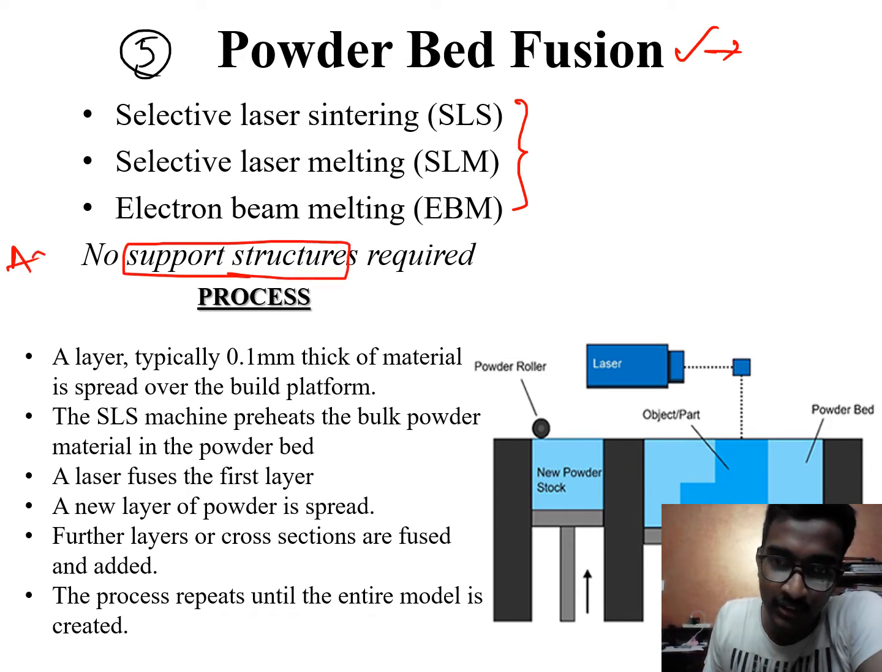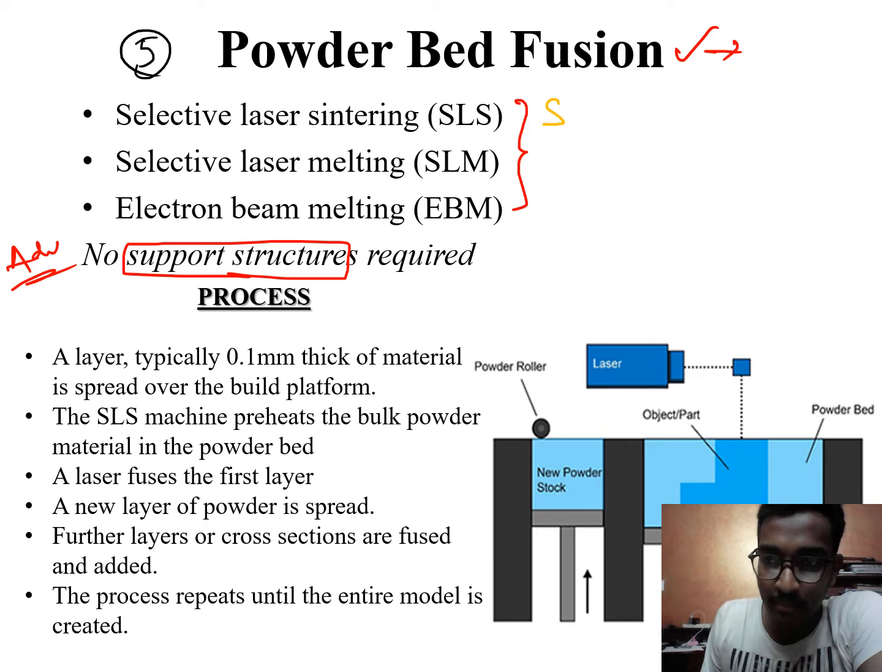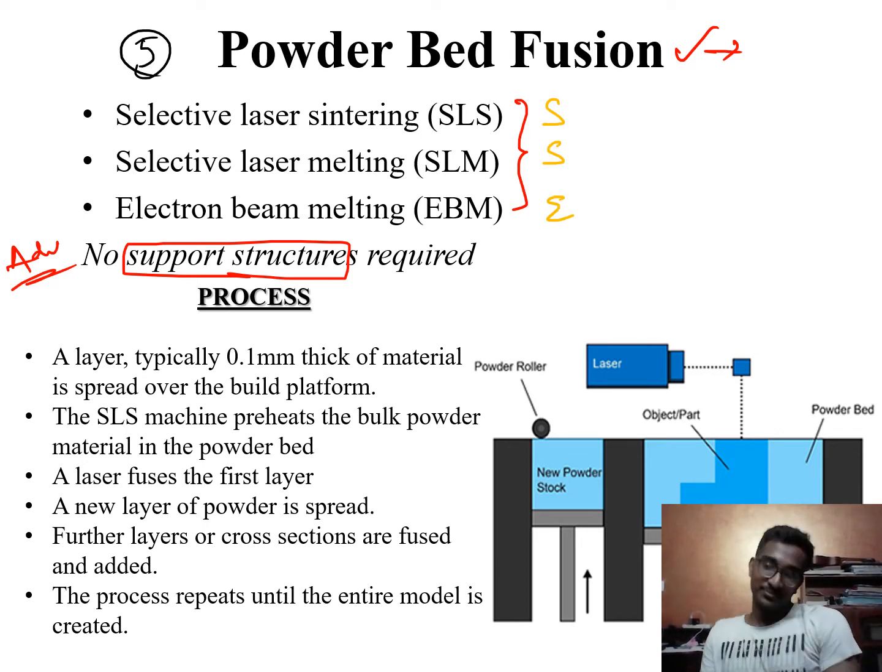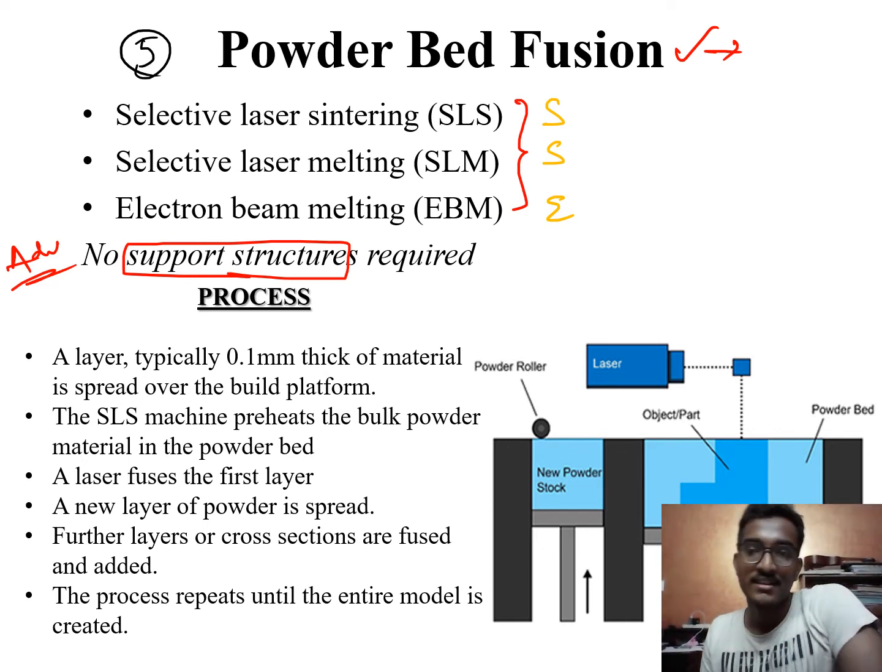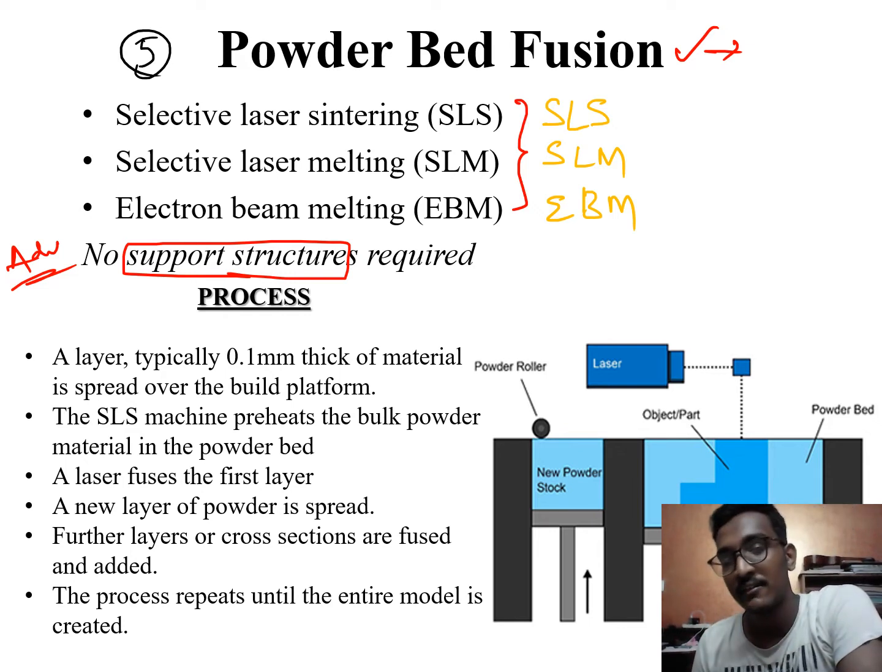That is the main advantage. Okay, so what exactly are we going to see here? Let us remember it like this: SSE. SS means selective laser sintering, selective laser melting, electron beam melting. Just remember these three things. No worries, let us see the process.